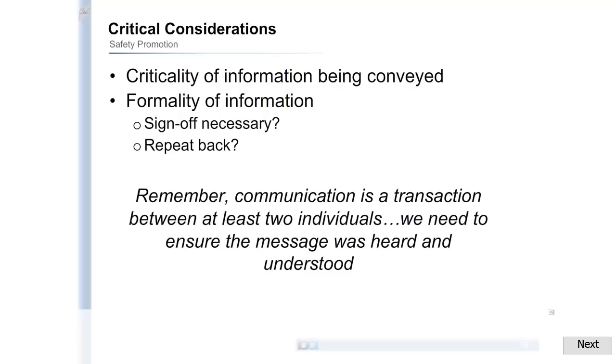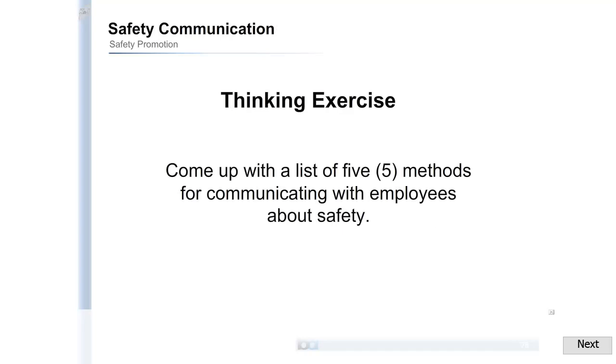Things to consider. Criticality of information being conveyed. Formality of information. Sign-off necessary? Is this so important that you need written proof of delivery? Repeat back? Is this a movement instruction or safety instruction that requires 100% understanding that the intended message was received correctly? Thinking exercise. Come up with a list of 5 methods for communicating with employees about safety. What did you come up with? Sign-for, email, text message, track bulletin, general order, operating bulletin.